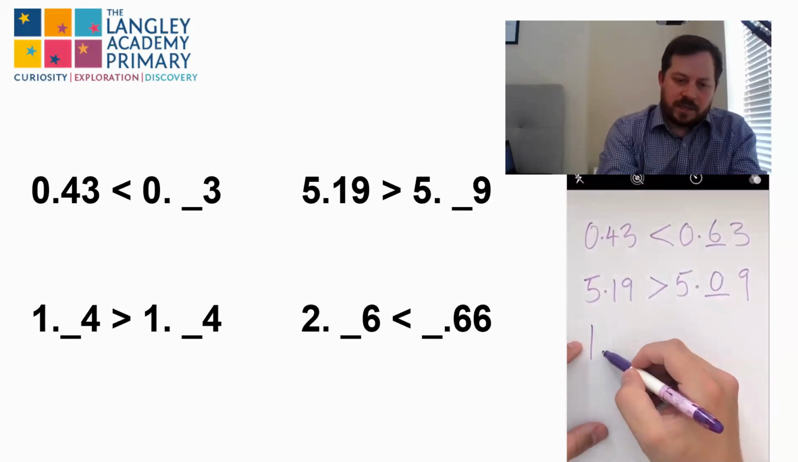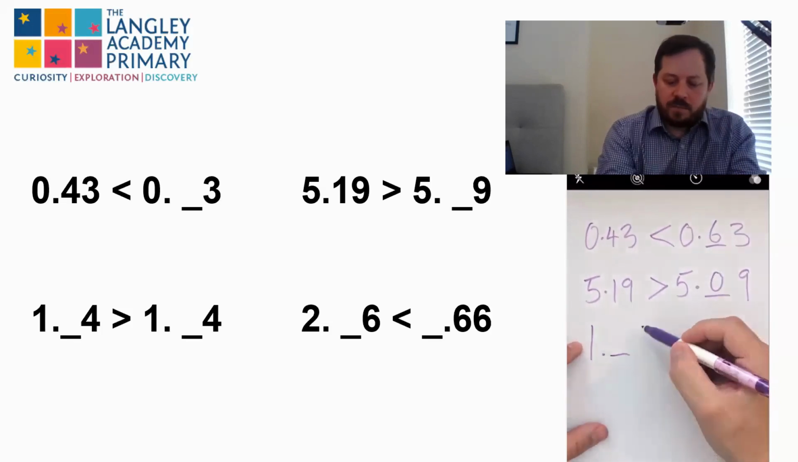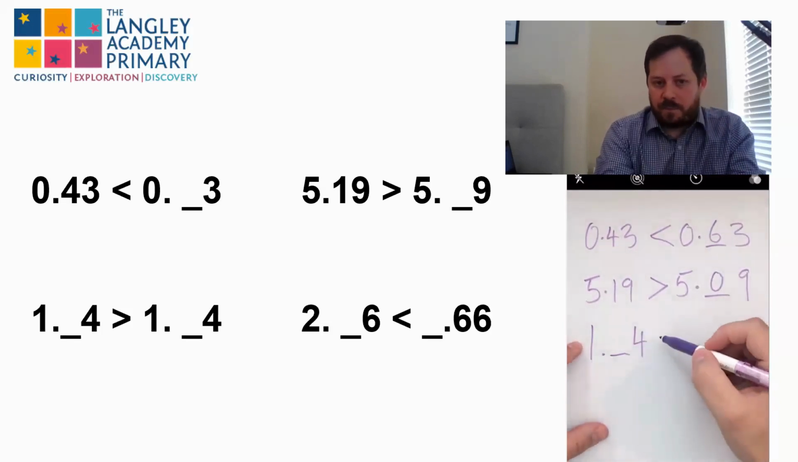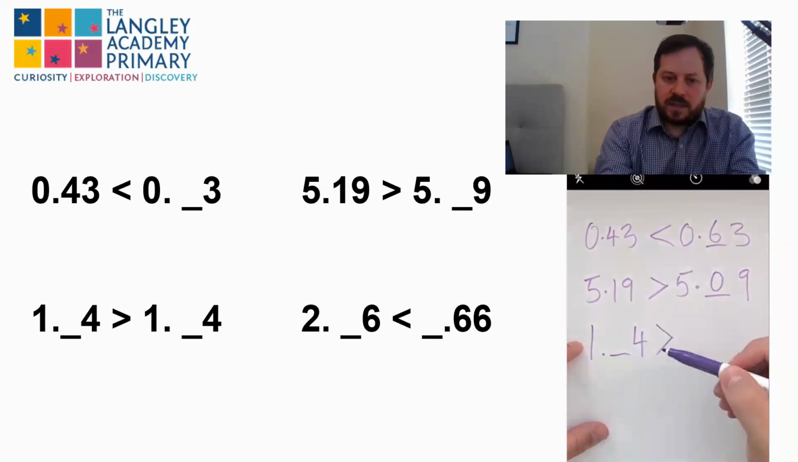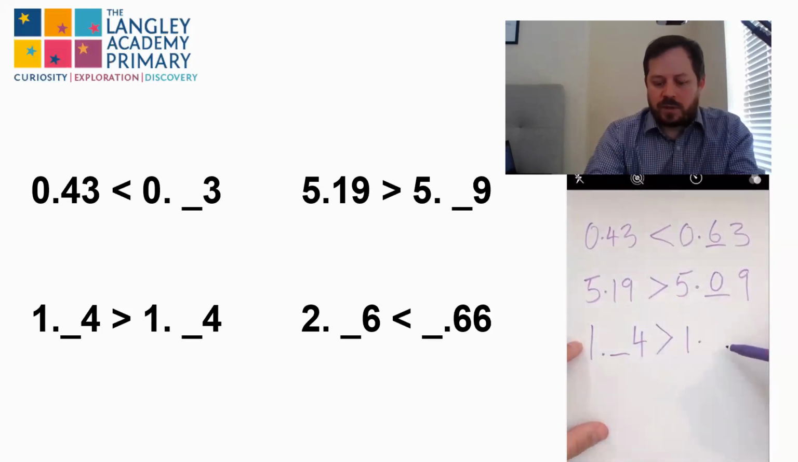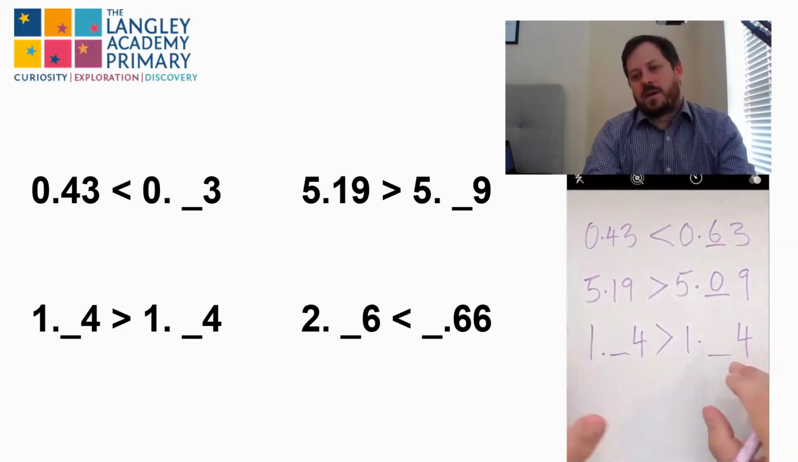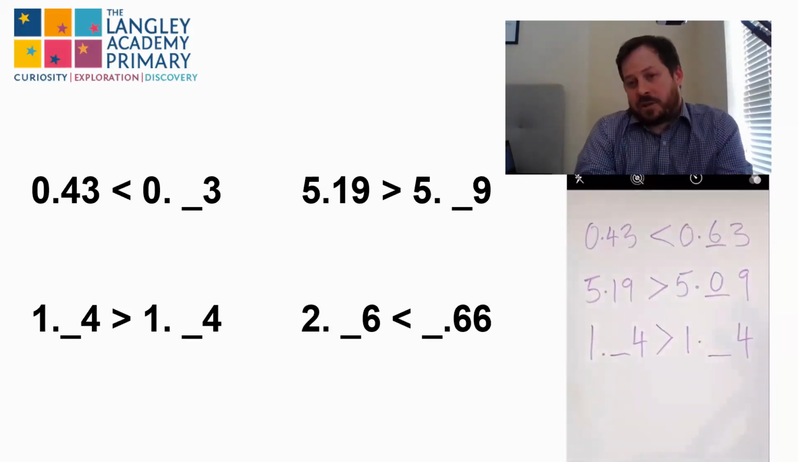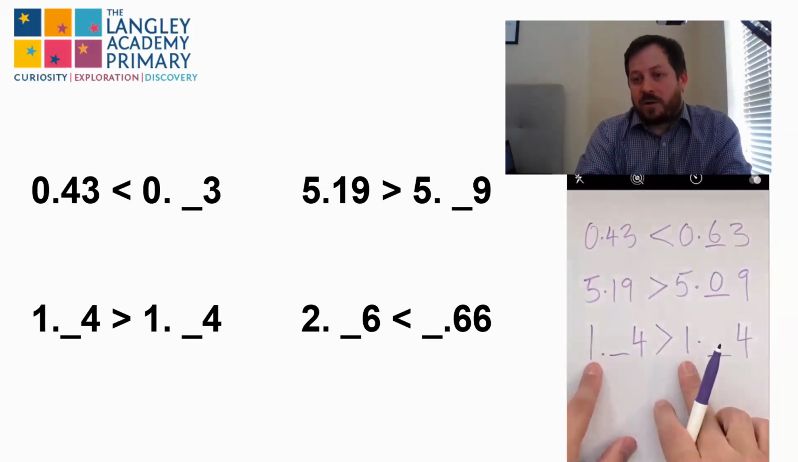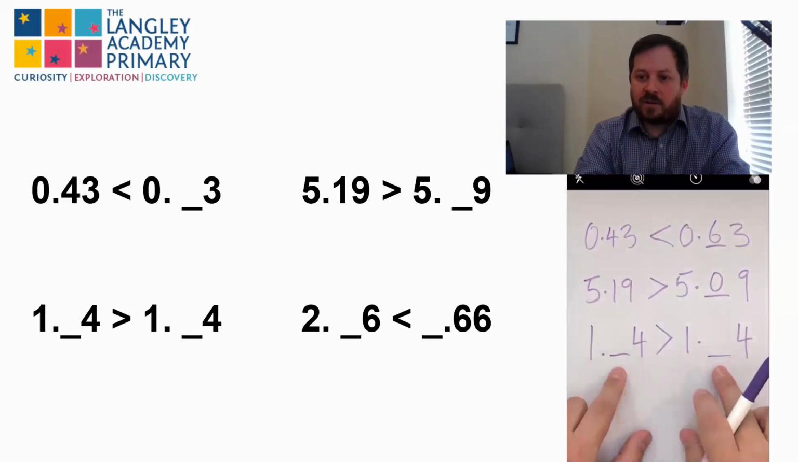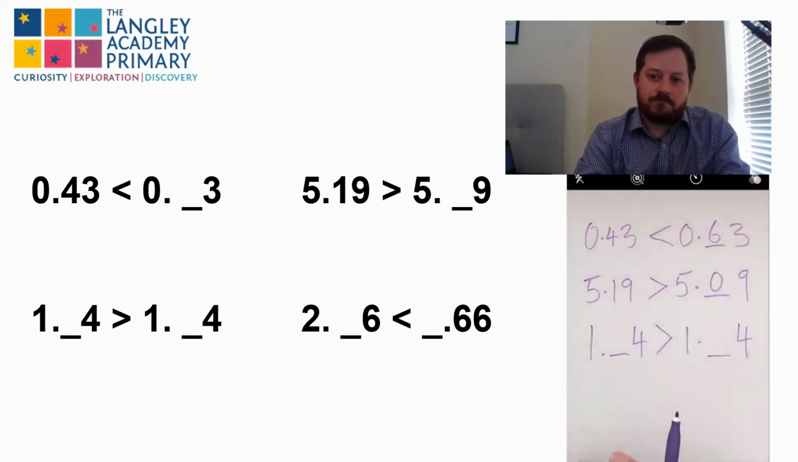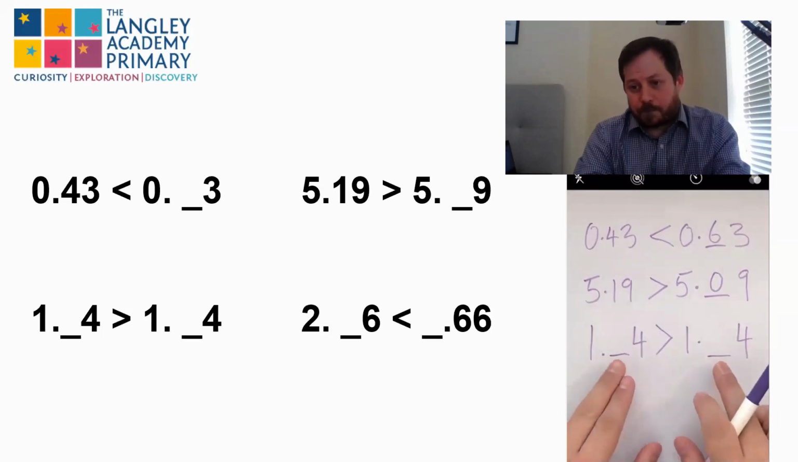Our next one, getting slightly harder, is 1 point something 4 is greater than 1 point something 4. This is the bigger number, this is the smaller number. Now you've got lots and lots of choices you can make here, because our ones column is the same and our tens column is the column that's going to make a difference. The hundreds column is the same. Now in this case, we actually have loads of combinations we can have.